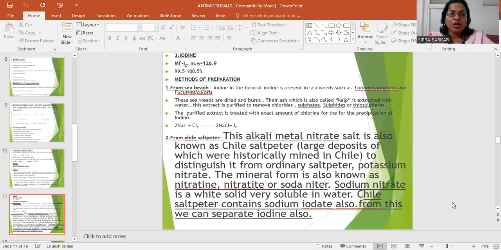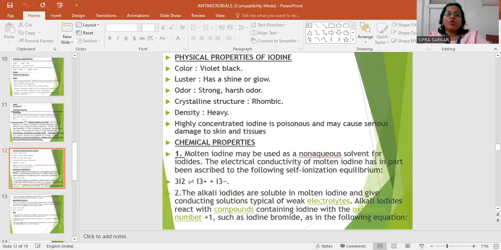Now there is another compound, iodine, that is very important. It is obtained from the sea beach, from seaweeds, and from Chile saltpeter. The seaweeds are types like Laminaria digitata and Fucus vesiculosus. These types of plants contain iodine, and from Chile saltpeter, different minerals can also deposit this iodine. So iodine is very important: violet-black color, with a shiny luster, and a strong or harsh odor. The crystalline nature is rhombic, and the density is very heavy. Whenever you lift an iodine bottle, you will see it's very heavy.